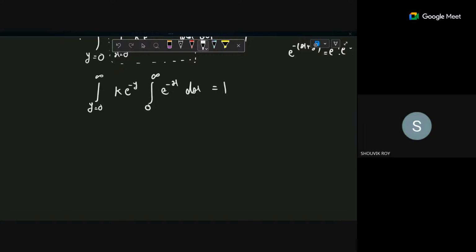Then you have to integrate e to the minus x. Okay, just a minute.